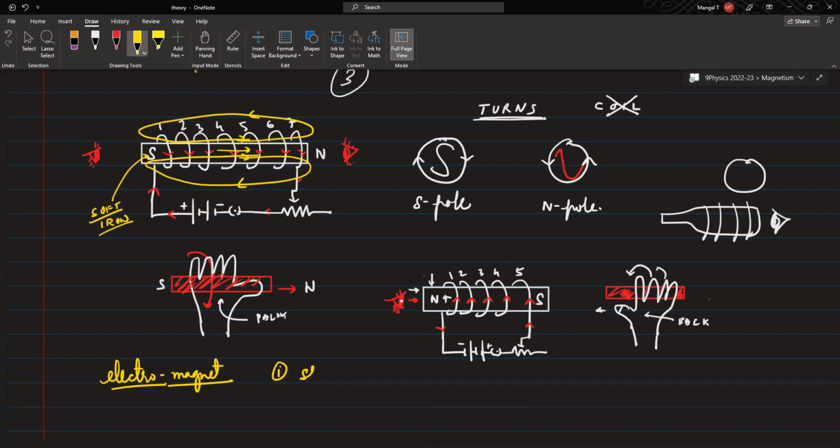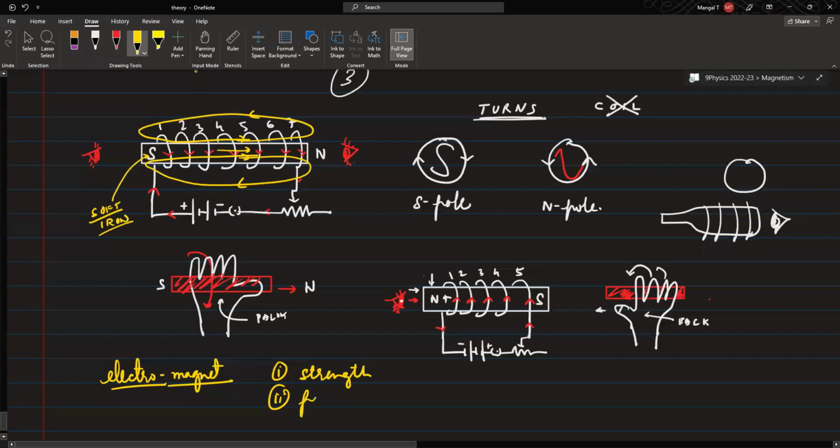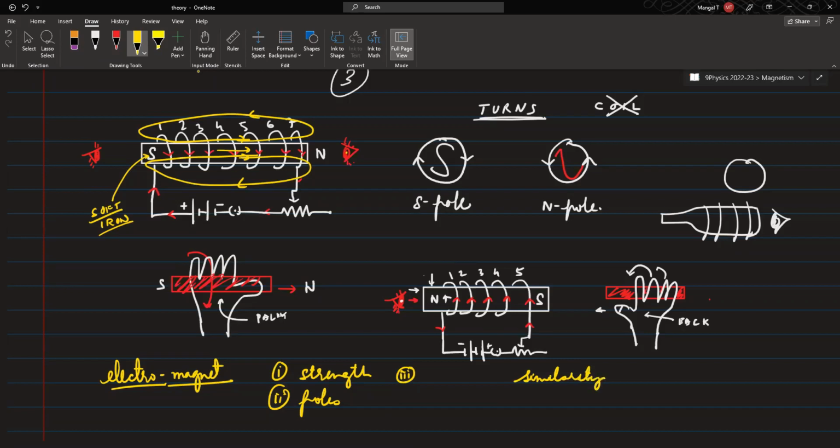Like I told you about strength. I told you about poles. I told you about it stopping behaving like a magnet. So it can behave like a magnet and it can stop behaving like a magnet, which a permanent magnet cannot do. But there are certain similarities also.